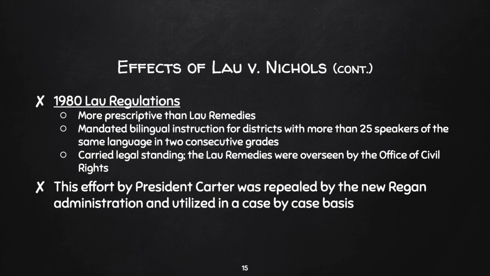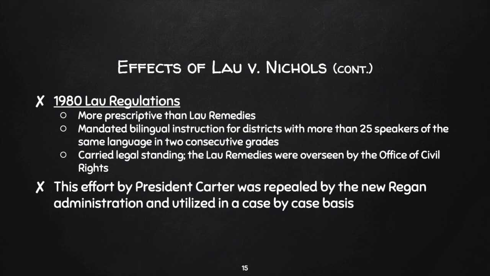Because there are more than 25 speakers, 40 speakers who speak Russian natively, in 2 consecutive grades, because they're in first grade, second grade, and third grade, San Antonio ISD would then, under the Lau regulations, have been mandated to enact a bilingual education Russian English program for their students who are native Russian speakers. Okay.